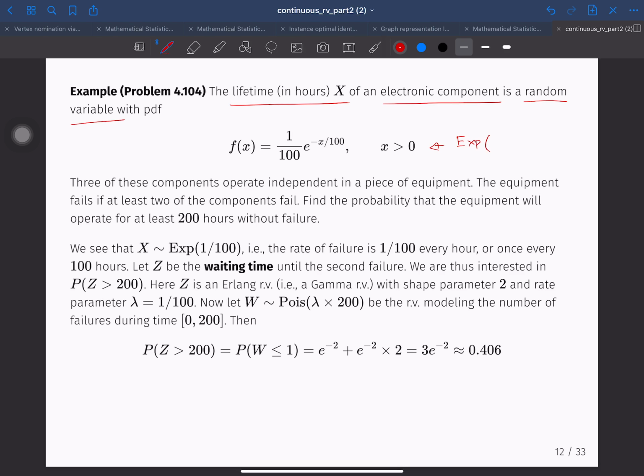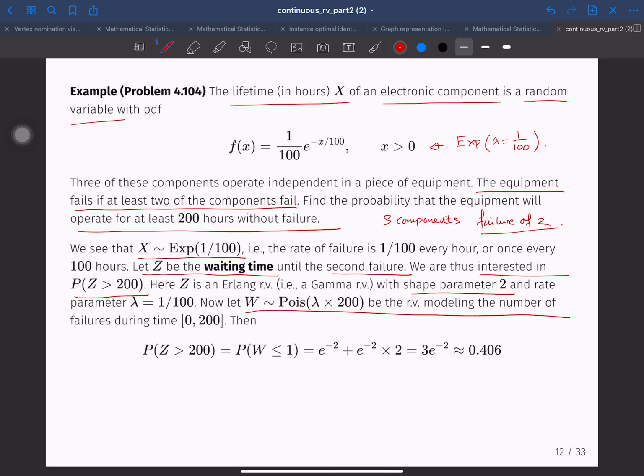So if we let W be the random variable modeling the number of failures during time 0 to 200, then as we said earlier, if the failure time is larger than 200, then there is at most one failure between time 0 and 200. And that is given by this term, which is the PMF of the Poisson with now lambda times 200, which is Poisson of 2. And so we have these two terms here, and the simple summation turns out to be roughly 0.406.